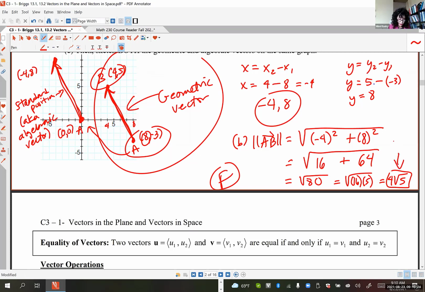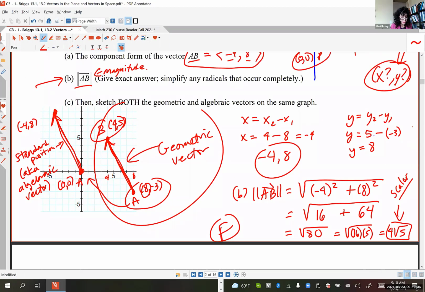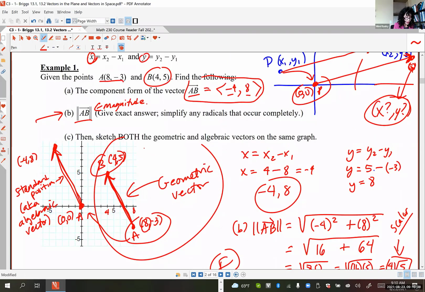And please note that magnitude is a scalar. That's right, because it's a length. So it's a scalar quantity. So we're done with letter B, and that is the length of the vector AB. And in part C, they wanted us to sketch both the geometric and algebraic vectors on the same graph, but I claim I already did. Aha! And we're done with example 1.